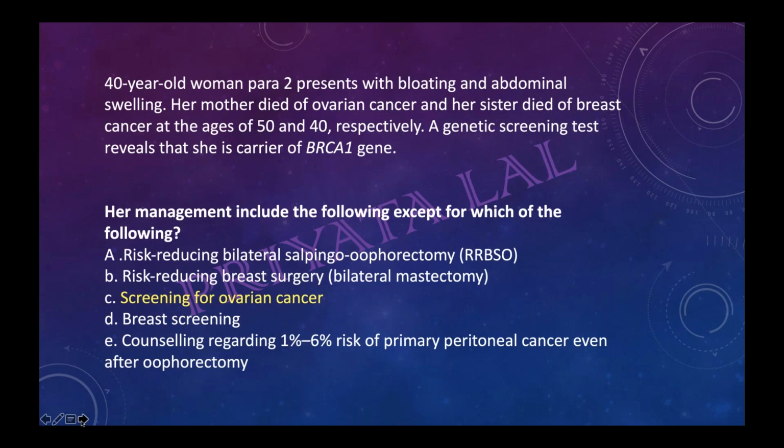Why is it not done? Because there are no studies to support it. Usually to screen ovarian cancer you would do TVS or CA125, but according to the available studies, it is not sufficient for screening. It will not be able to completely detect it. So there is no method for screening of ovarian cancer. Risk reduction is done, mastectomy is done, Angelina Jolie. Breast screening with mammography is done, and primary peritoneal cancer risk of 1 to 6% is left. So the answer becomes C only.